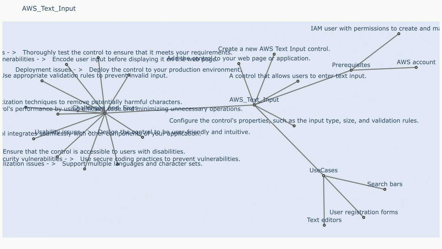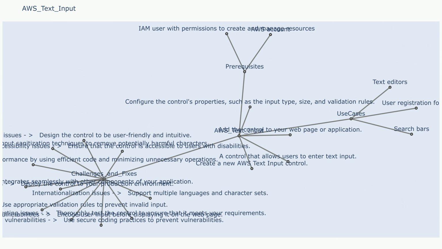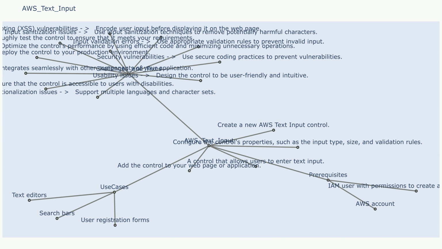Accessibility issues. Ensure that the control is accessible to users with disabilities. Use ARIA attributes to provide semantic information about the control. Provide alternative input methods, such as keyboard navigation. Use sufficient contrast and color combinations to make the control visible to users with visual impairments.